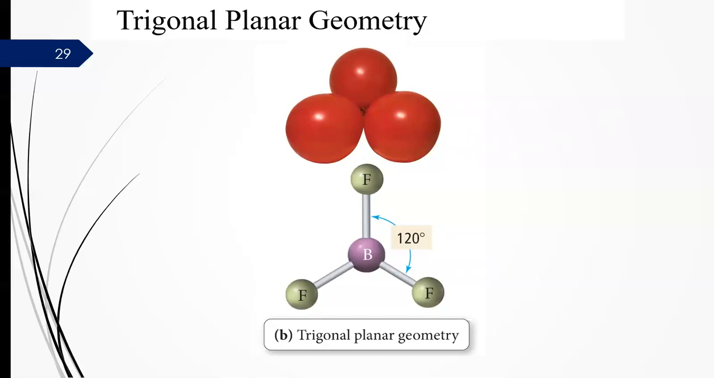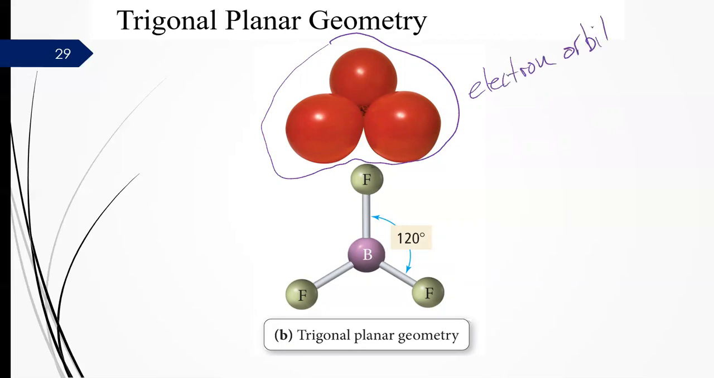And you can kind of see up here what they're doing is they're using these balloons to kind of symbolize the electron orbitals. And so you can see how now when we're set up with a trigonal planar, we have space for each of those balloons to kind of find their way.